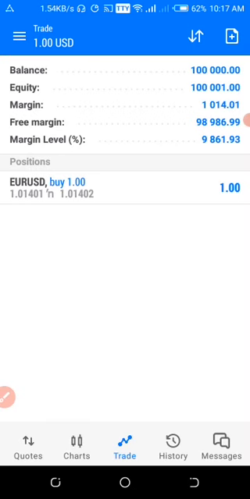And you can see for every pip I've been getting 1 USD. That is what the one lot size means. So for every pip it moves, I've just been getting a profit of 1 or a loss of 1. So that's how you can place your trade, even using your real account and all that.